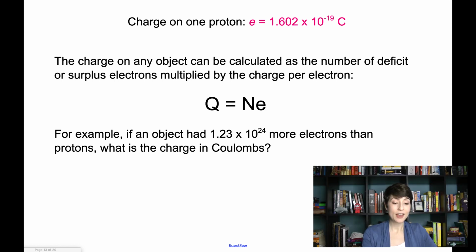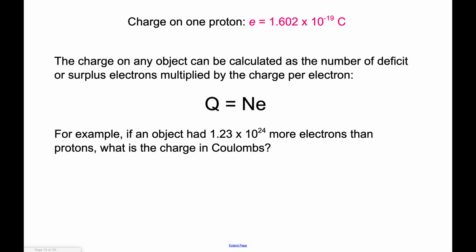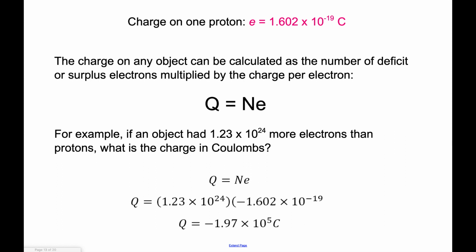For example, if we have an object and that object had 1.23 times 10 to the 24 more electrons than protons, what is its charge in coulombs? Well, we simply plug into this equation. The number of surplus electrons on this object is 1.23 times 10 to the 24, and the charge per electron is negative 1.602 times 10 to the minus 19. Meaning, the final charge on that object is just negative 1.97 times 10 to the 5 coulombs.